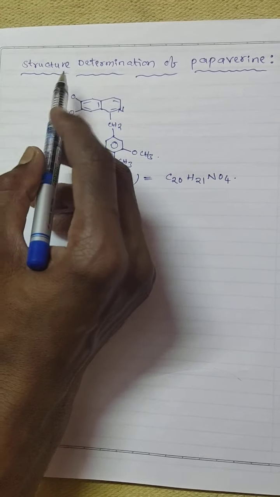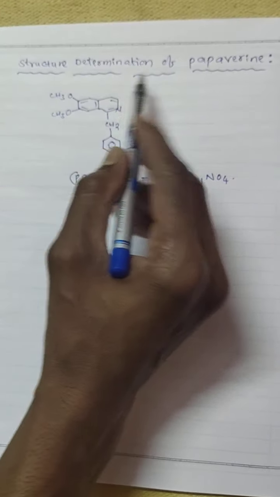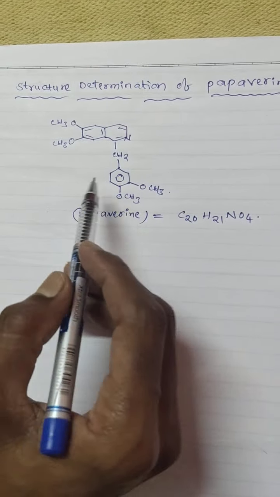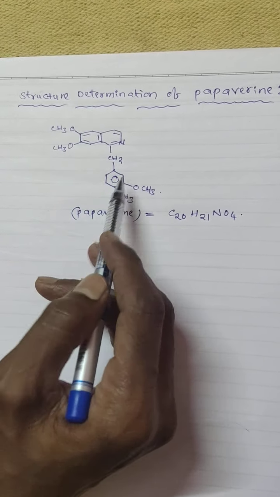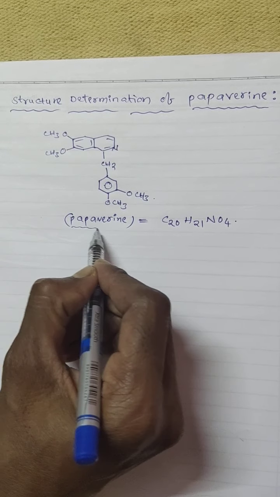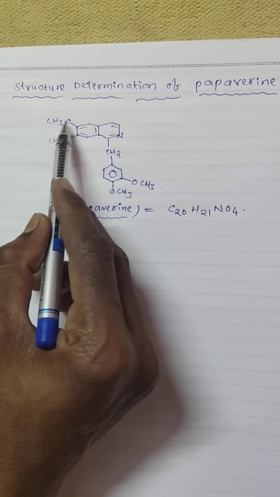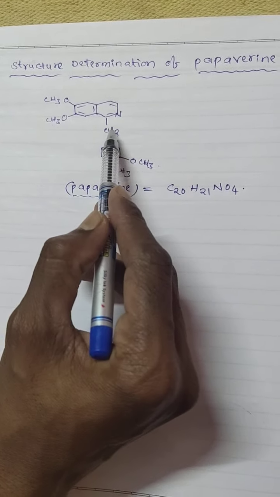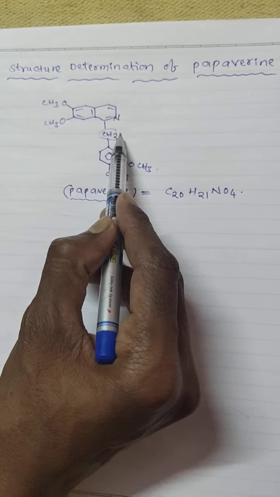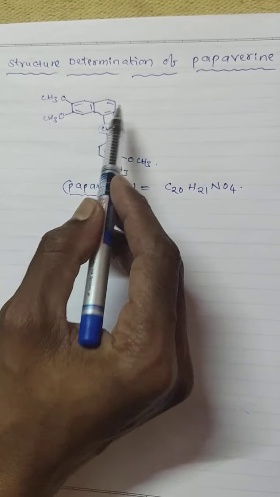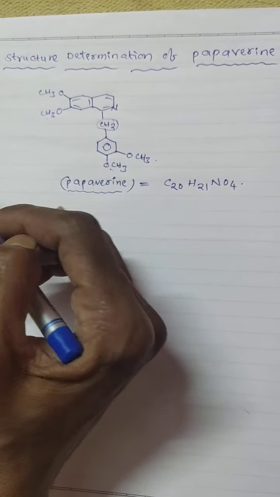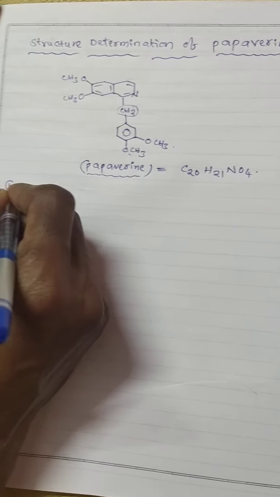Okay student, listen. Structure determination of papaverine. So actually this is the structure of papaverine. It has 4 methoxy groups, one CH2 group, and this is the isoquinoline structure. Let's discuss step by step.